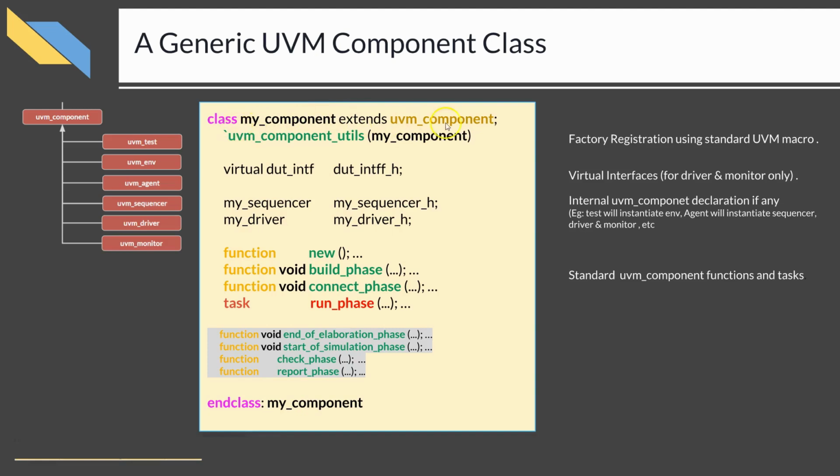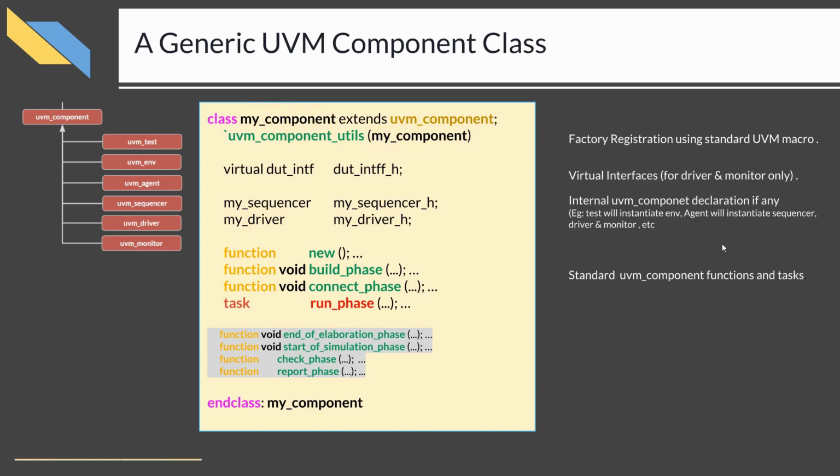Immediately after the class name definition, the first line in any of the UVM component classes should be a factory registration macro. This is the factory registration macro, which is common for all of these classes. Whether you are using a UVM test or UVM agent or UVM driver, for all of them you will be using the same macro with name UVM underscore component underscore utils. Since it is a macro, you need to use this symbol which is specific to the SystemVerilog syntax. And also within the bracket you need to pass the same name which you had given for this class in the beginning. So if it is my component here, it should be again my component here.